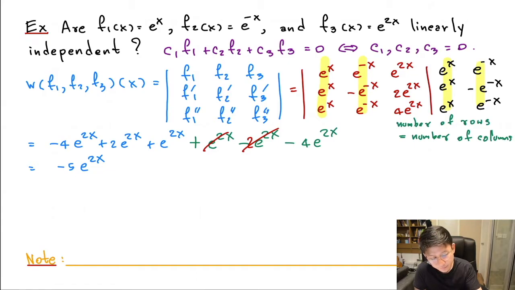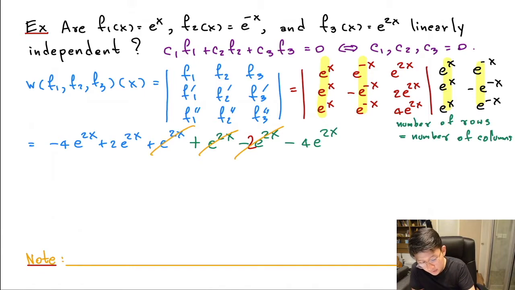Okay, so sorry, let me go back a little bit. So it's gonna be 2 here, so it means that this cancels out with this. Okay, so what we have is minus 6 e to the 2x.